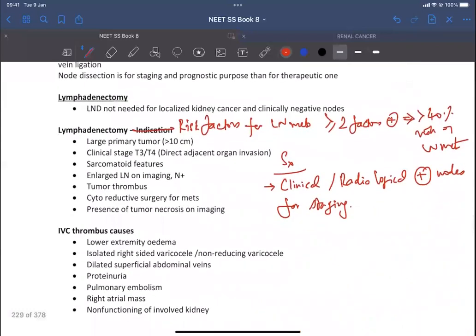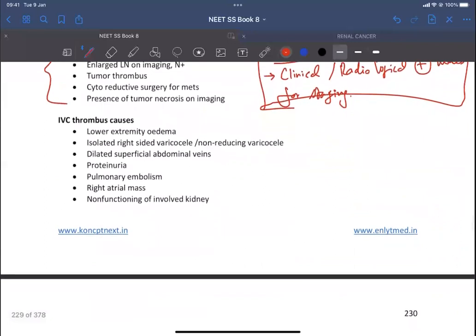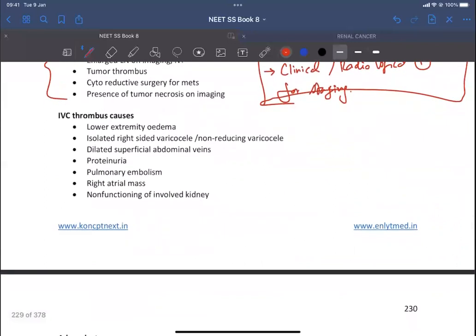So we've already discussed lymphadenectomy. It is not needed. Don't get confused, don't read about it too much. If you want some extra reading, these are the risk factors. If they have more than 2, then they have a 40% risk of lymph node mets. The only reason to remove lymph nodes would be if there are clinical or radiological nodes positive, then you remove them. Got it? But the same cannot be said for IVC thrombus.